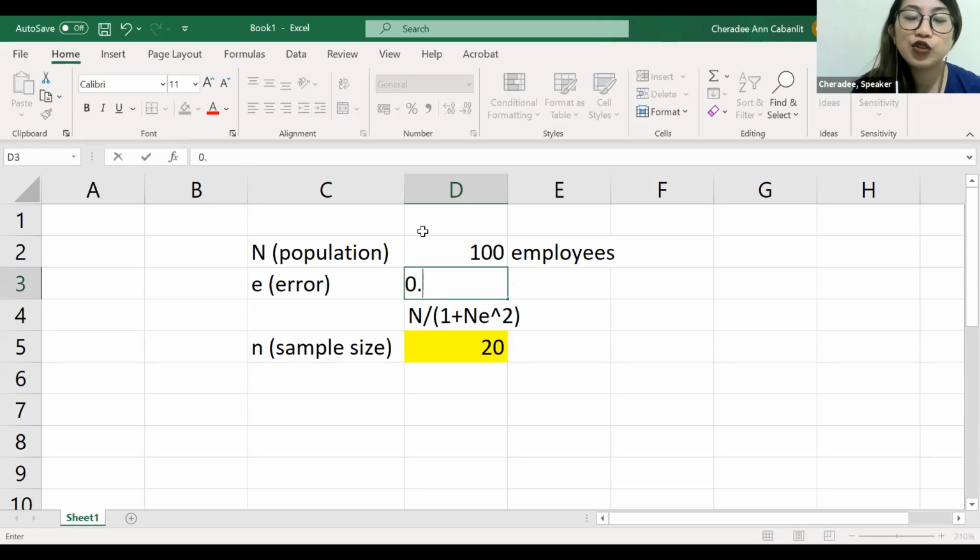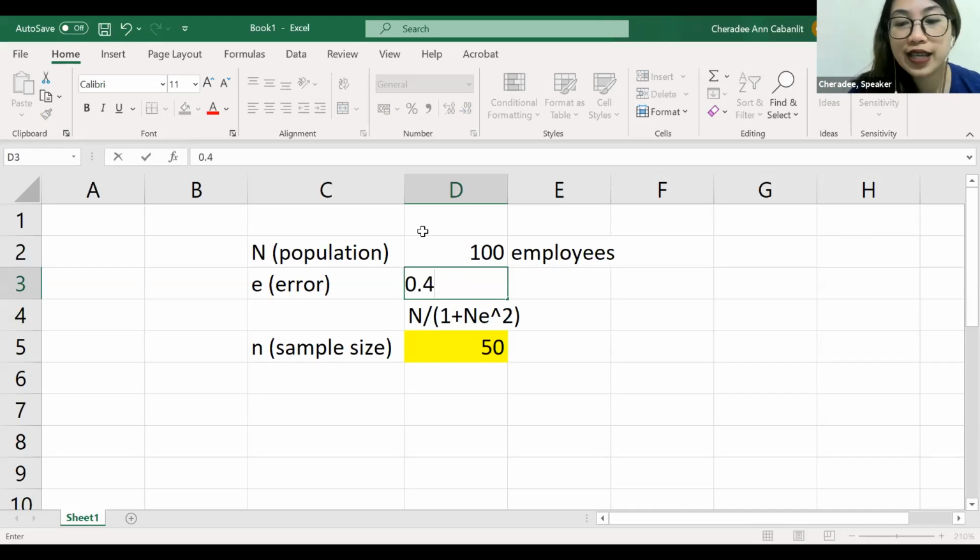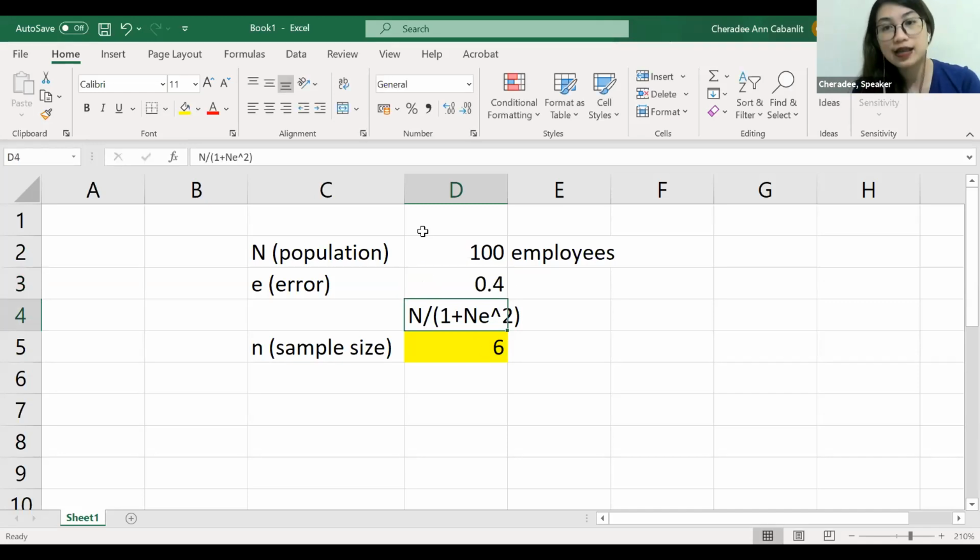Let's say 10% error. Then you just need to get 50% of the sample. Or if you're really not that strict with regard to error, let's say 40% allowable error, you just have to sample 6 out of the 100 employees. So that is Slovin's formula. So the higher your error, meaning the more tolerant you are to errors, the more it will lessen your sample size. So sample size and error are inversely proportional.